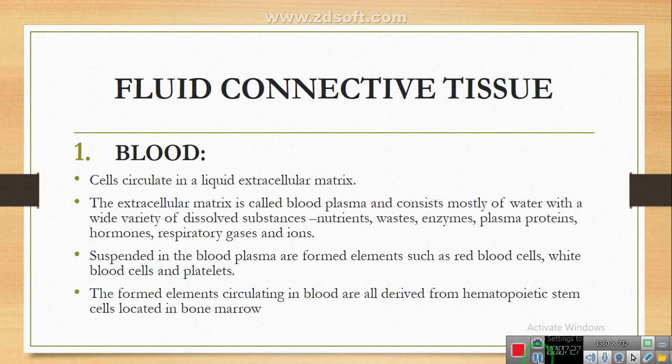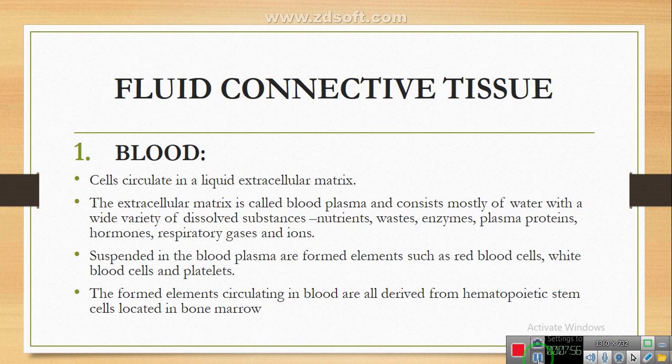extracellular matrix is also known as the blood plasma, which mostly contains water, and in which a wide variety of dissolved substances are present, and these dissolved substances are nutrients, waste products, enzymes, plasma proteins, hormones, respiratory gases, and ions, etc. The formed elements are suspended in the blood plasma.